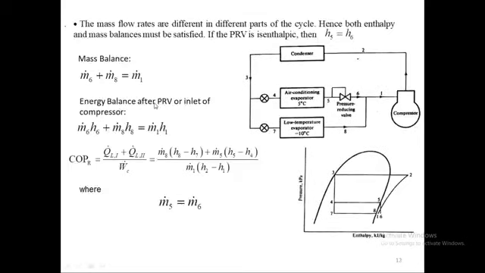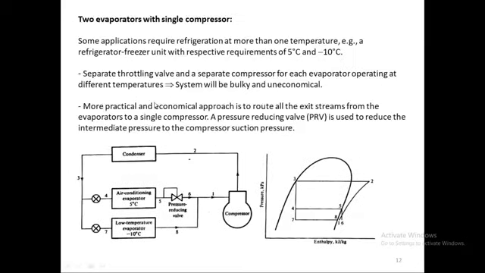So now we will be considering, one by one, different types of modification that we can do in our simple vapor compression system. One situation will be two evaporators with a single compressor, like this one here. Whatever is coming from the condenser is split into two portions that go into two evaporators, and we have only one compressor to compress back to the condenser. And of course we have to use a pressure reducing valve, PRV, for this one.